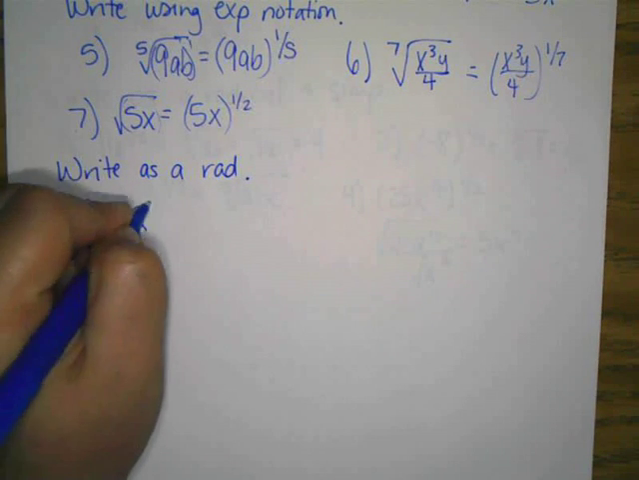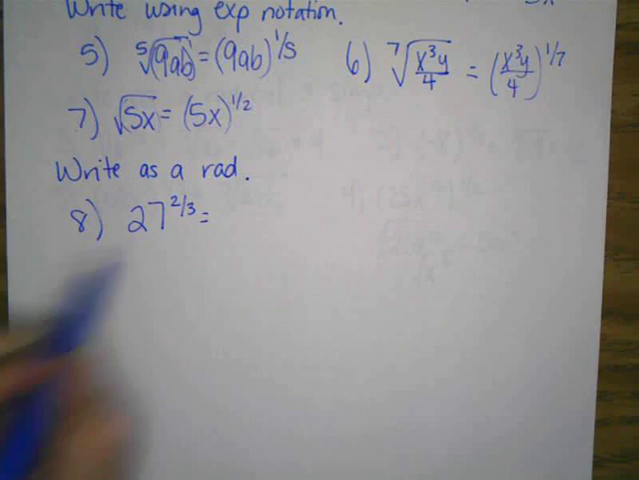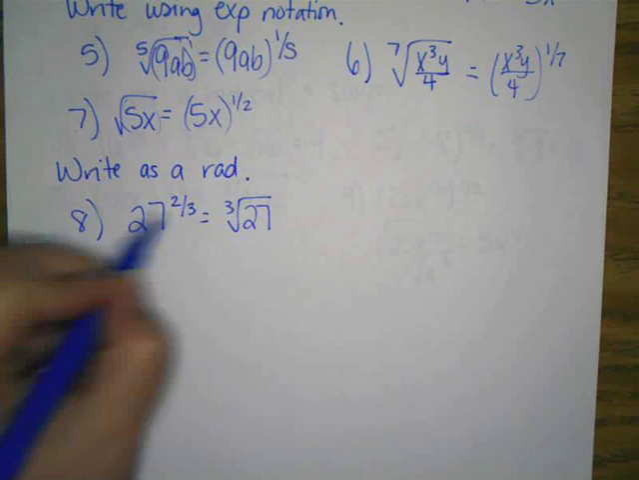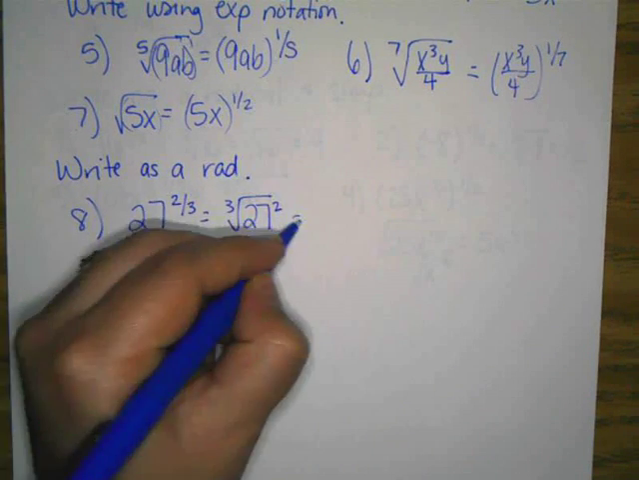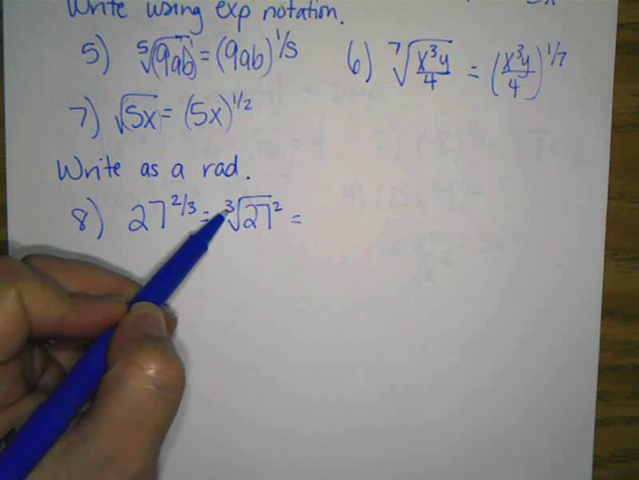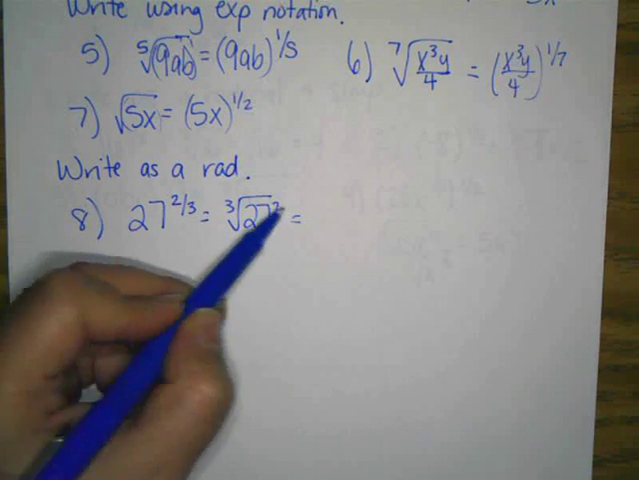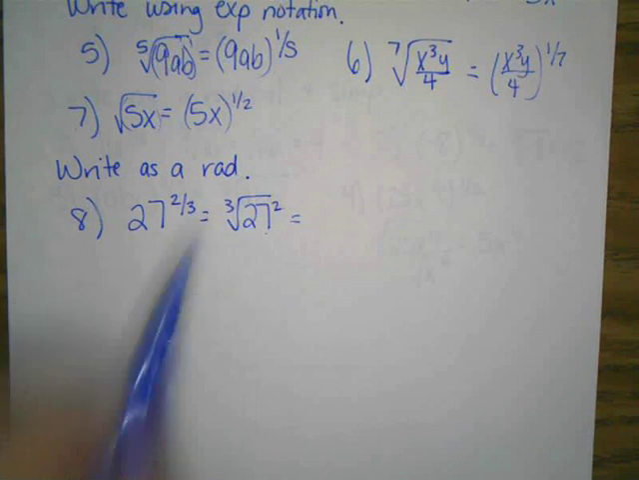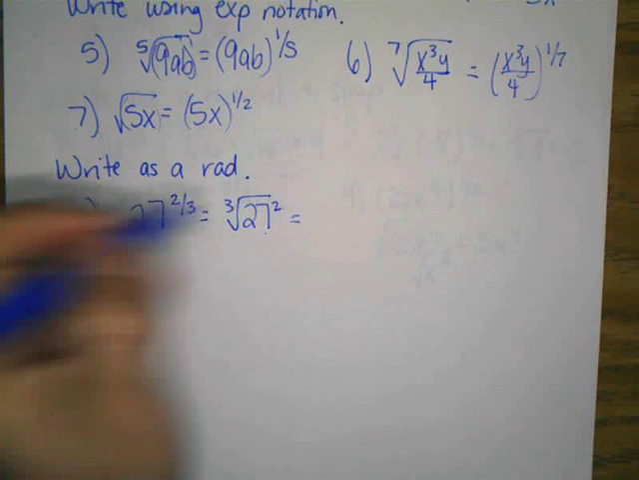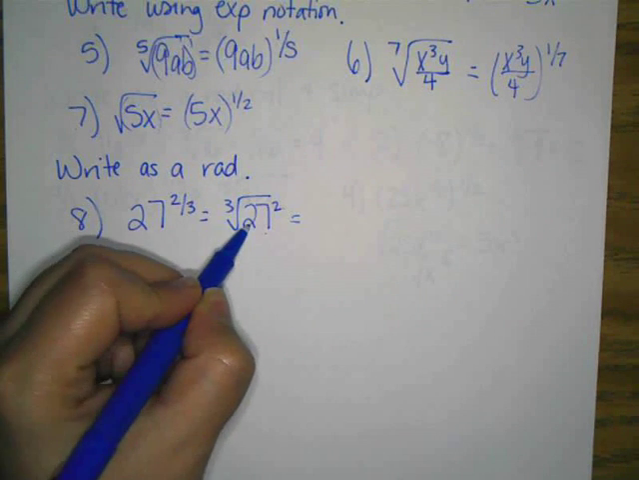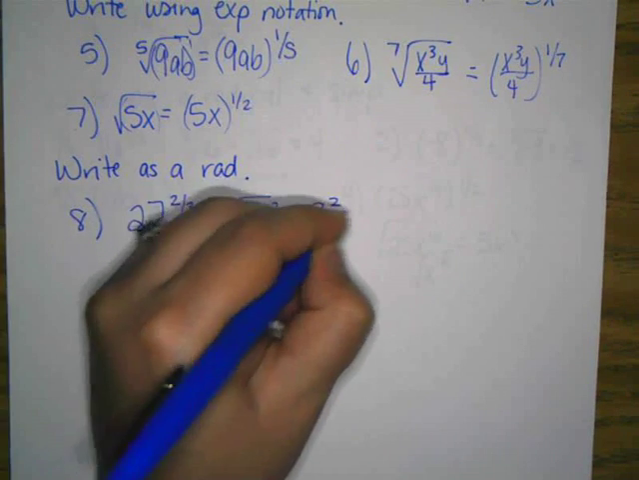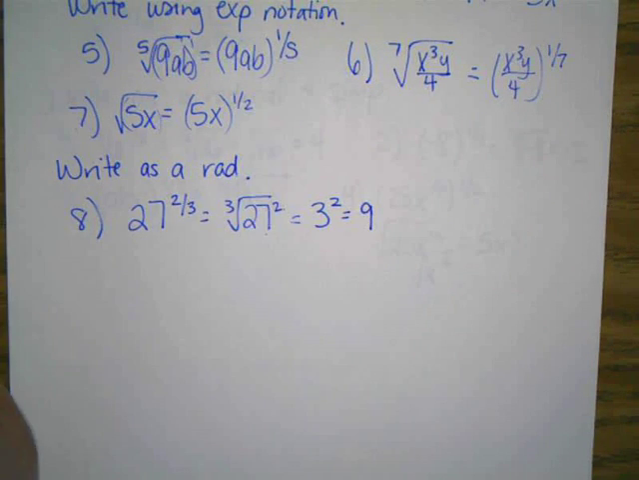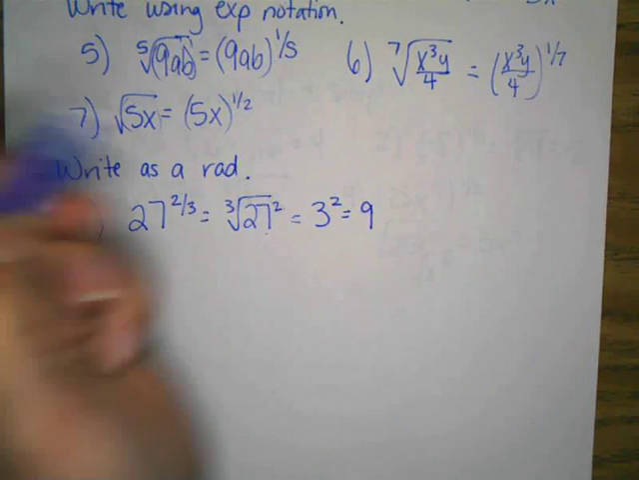Number 8, 27 to the 2/3. So now our denominator is our root, so it's cube root of 27 and then squared. Now here's where you have to decide. Would you rather take the cube root of 27 and then square that number, or would you rather square 27 and take the cube root? Now I don't know what 27 squared is off the top of my head, so you probably don't either. So we can take the cube root of 27 is 3 and then square that, and that's something we can do in our head because 3 squared is 9. So now you try that.